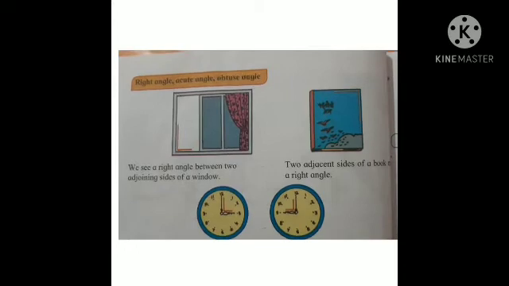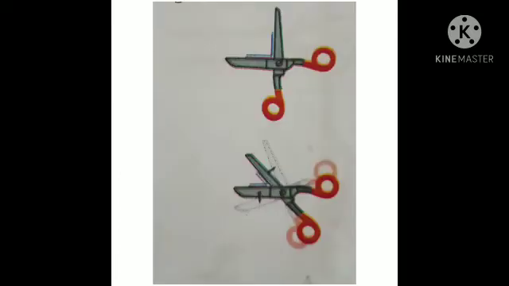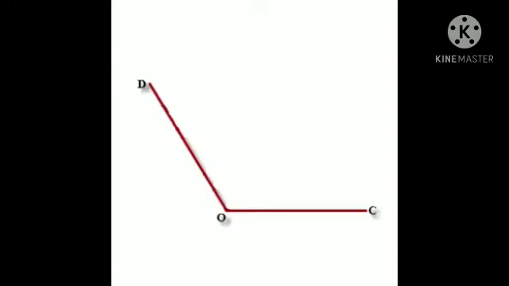Then we will study the acute angle. Acute angle means the angle which is smaller than 90 degrees. An angle which is smaller than the right angle is called an acute angle. Here in this picture, the blades of the scissors are shown. You can see the first picture shows a 90 degree angle and the second blade of the scissors looks smaller, so it's an acute angle. We have studied a right angle and an acute angle.